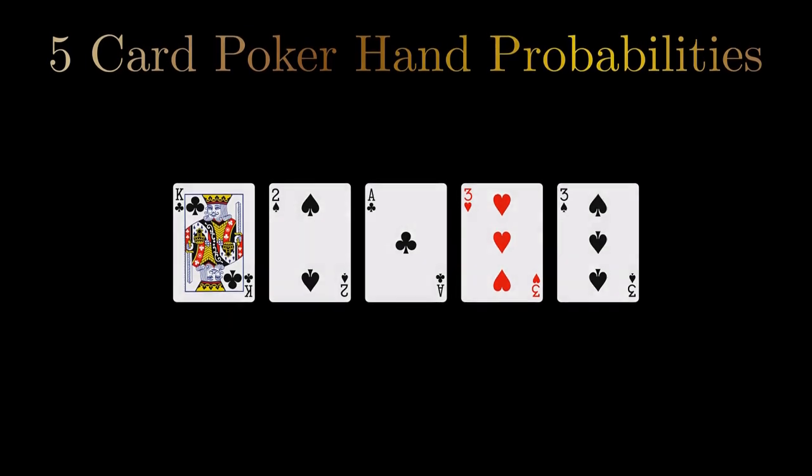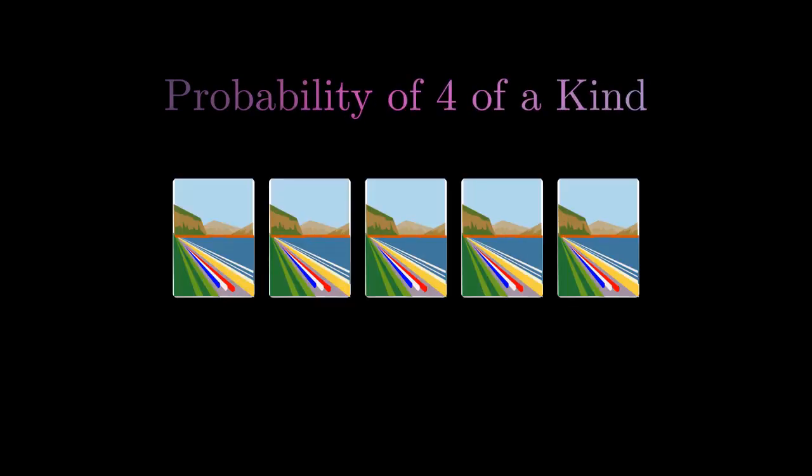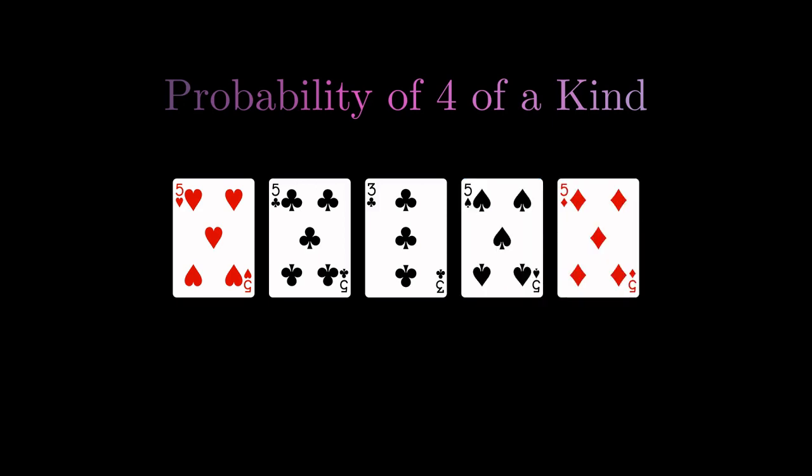So the first one we're going to look at is 4 of a kind. So what's the probability? Here's an example of 4 of a kind. Okay, so we've got 4 5s and a 3. All right, let's redeal this. We'll do it again, and I'm going to put my 4 of a kind all to the left.